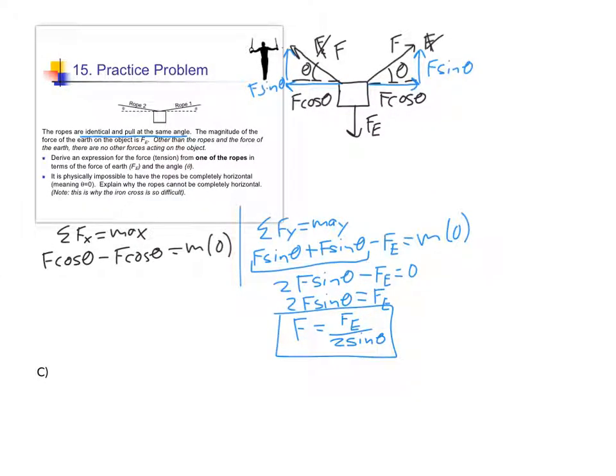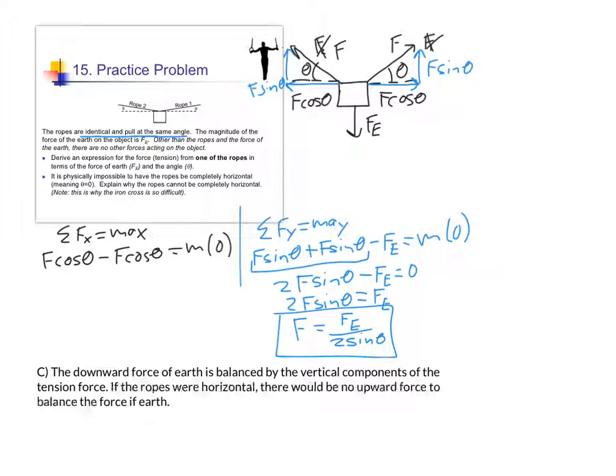So part C here asks us why it's physically impossible to have the ropes be completely horizontal. For that one, I'd really think about two things. We can look at our equations here, but I really think the diagram's your most useful tool. We need to have all of our forces balanced. We have that downward force of Earth, and that means we have to have a vertical force going up to balance that downward force. If we have the ropes completely horizontal, that's simply going to mean that there is no upward vertical force, and it would be impossible to have balanced forces allowing this object to be at rest. We have to have some angle to create that upward force to balance out the force of Earth.